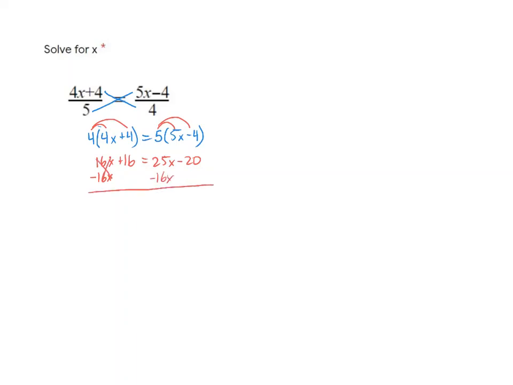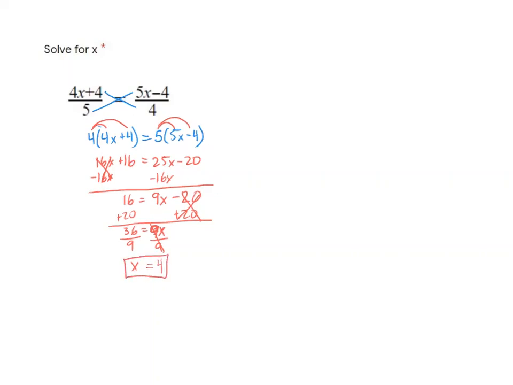So, of course, these guys are going to cancel each other out. I'll be left with 16 on the left-hand side. 25 minus 16 is 9. So 9x is left, minus 20. Now that I've got all the x's together, I'm going to go ahead and do that PEMDAS backwards, get rid of that subtraction first. So we'll add 20 to the other side. And then we've got 36 equals 9x. Cancel these guys out and divide both sides by 9 because we want to make sure that we've got x. And we've got x equals 36 divided by 9, which is 4.